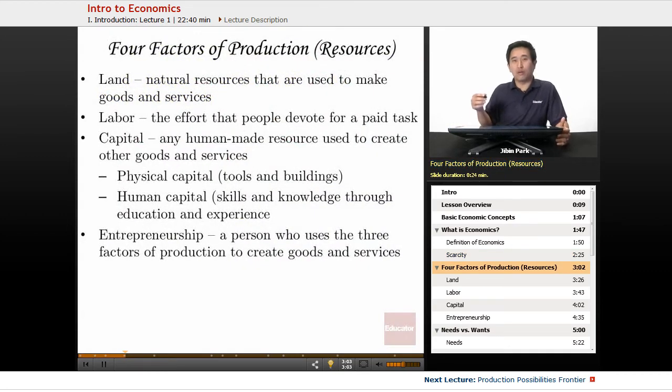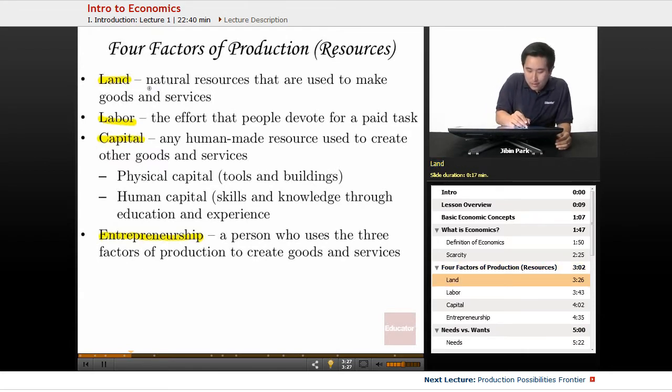So what are the different types of resources? There are actually 4 different types of resources. Some economists will disagree and say there are only 3, but let's go ahead and go with 4 here. The first one is land. The second one is labor. The third one is capital, and there are 2 different types of capital. And then the 4th one is entrepreneurship. So let's go back here and discuss what each of these resources actually are.